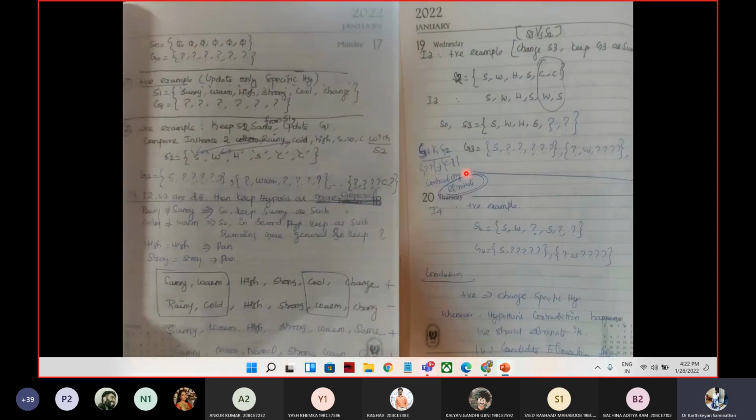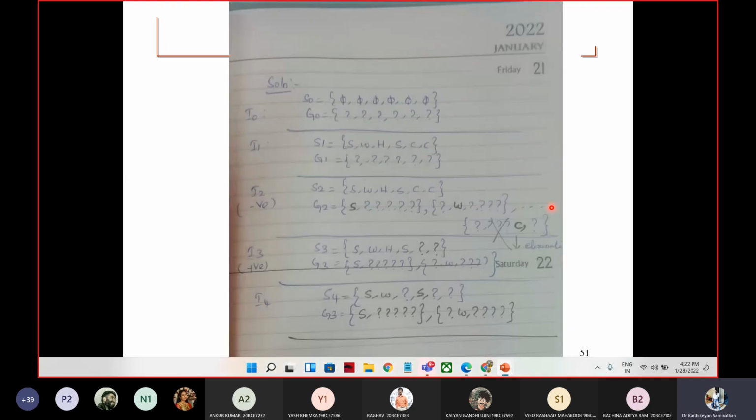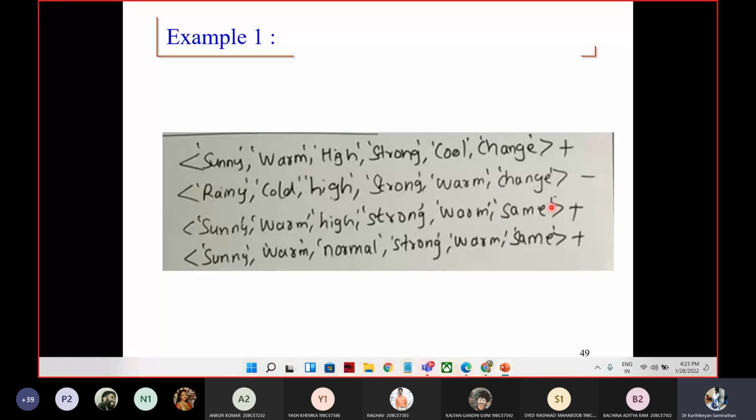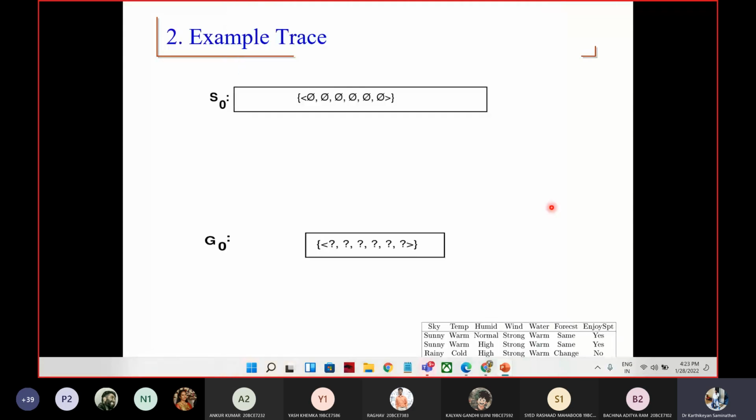Conclusion: for positive examples, you change the specific hypothesis. Wherever a hypothesis contradiction happens, we should eliminate it. That is what is called the candidate elimination algorithm. I just wrote it in my own words. Steps 1 and 2 I wrote for basic understanding. Later on, this is your final output, which you need to generate. When you implement the same algorithm in Python, you will get the step-by-step answers. So I1, I2, I3, I4. So this is what will happen, right?